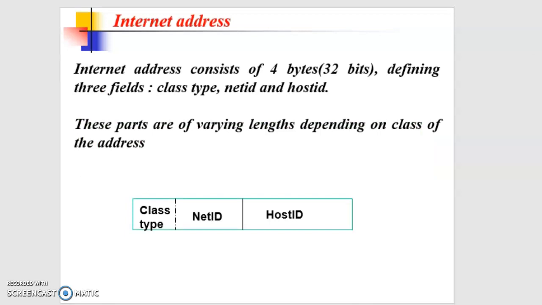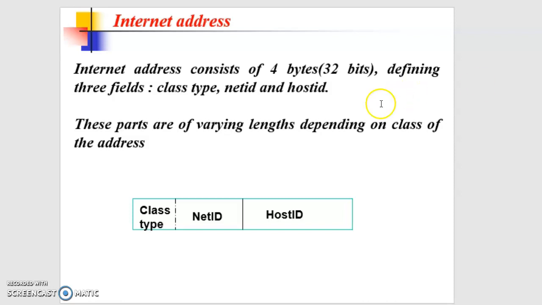IP addressing, which you also call internet addressing. An internet address consists of 4 bytes, that is 32 bits. 4 bytes means, 1 byte consists of 8 bits, so 4 into 8 is 32 bits. It is one and the same thing.